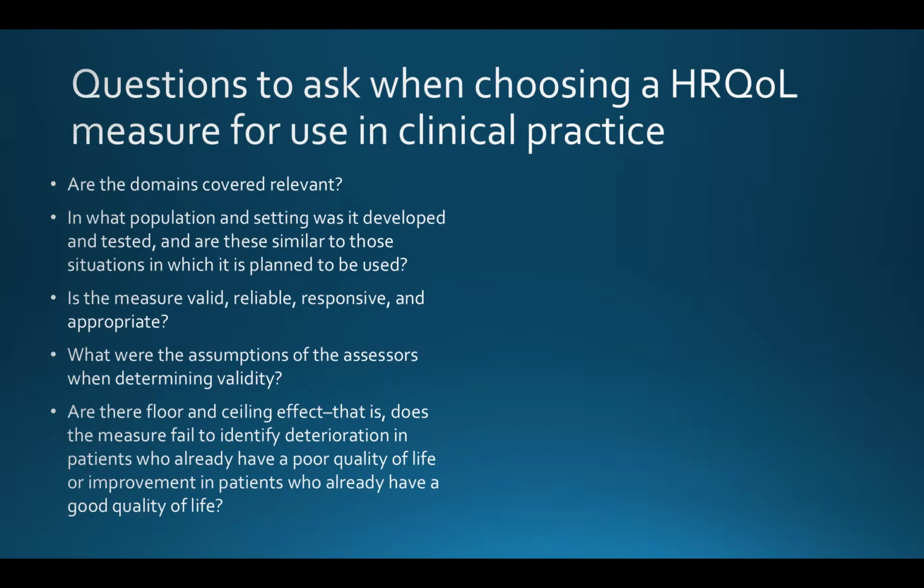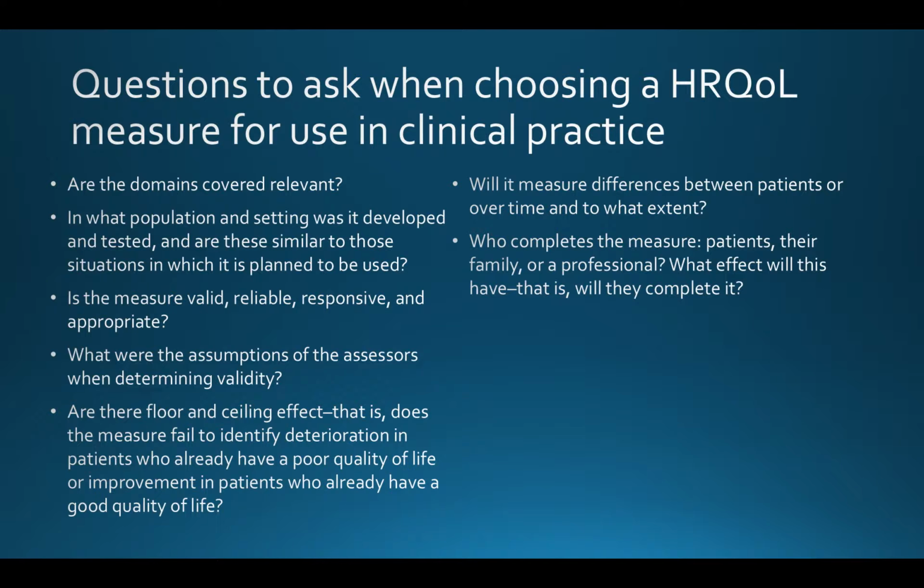Are there floor and ceiling effects? That is, does the measure fail to identify deterioration in patients who already have poor quality of life or improvement in patients who already have a good quality of life? Will it measure differences between patients or over time, and to what extent? Who completes the measure? Patients, their family, or a professional? What effect will this have? That is, will they complete it?